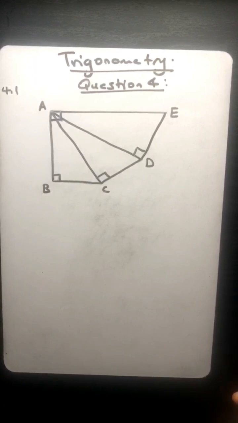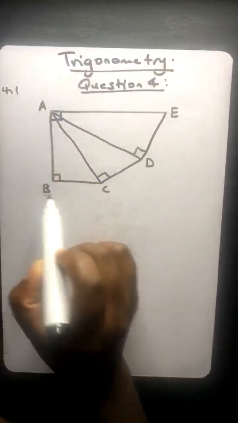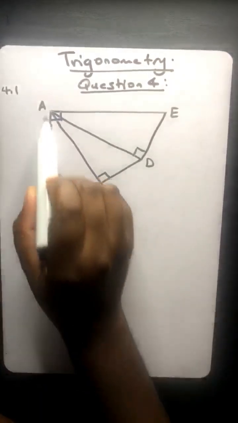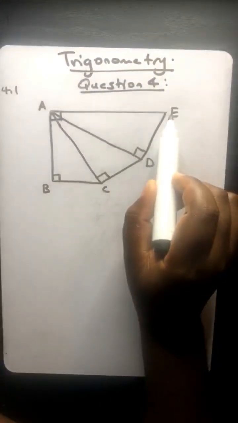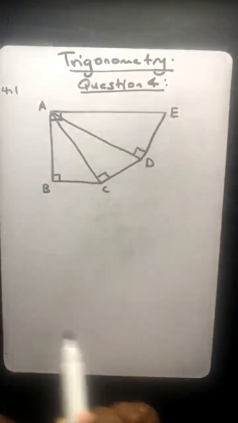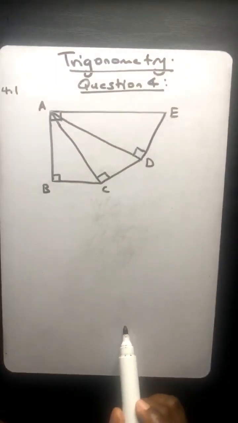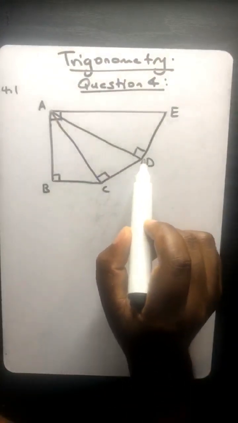So 4.1: in the diagram below, A, B, C... A, E, C... A, E... Let me start again. In the diagram below, A, B, C. Okay. A, C, D. Okay. And A, D, E.